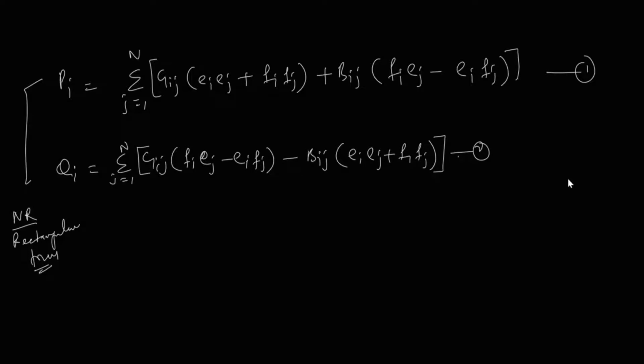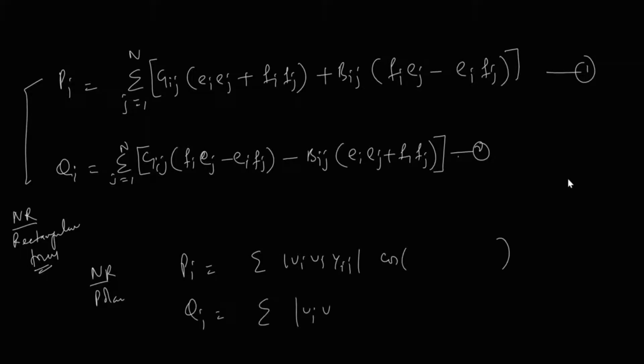Now in Newton-Raphson polar form, we have used Pi equals summation Vi Vj Yij cos of that angle. That was the expression. And Qi equals Vi Vj Yij sine of this angle minus term, right? So these are the two equations we have used in polar form. That was very straightforward, getting these equations by substituting V magnitude and angle.